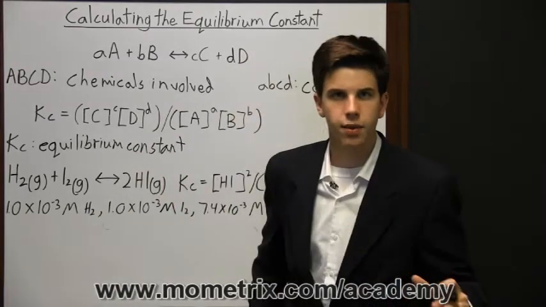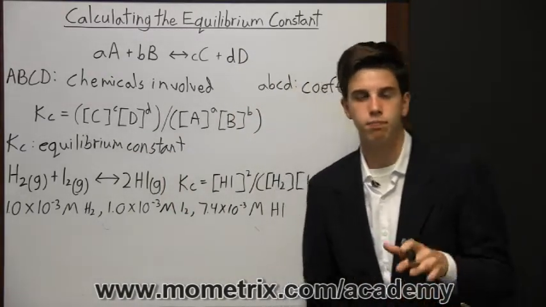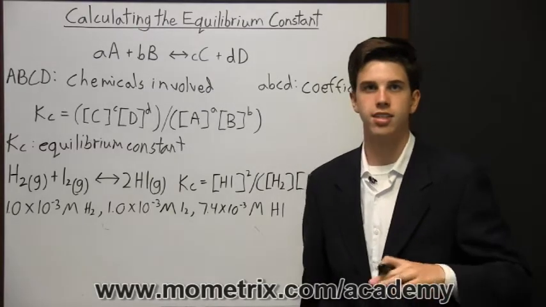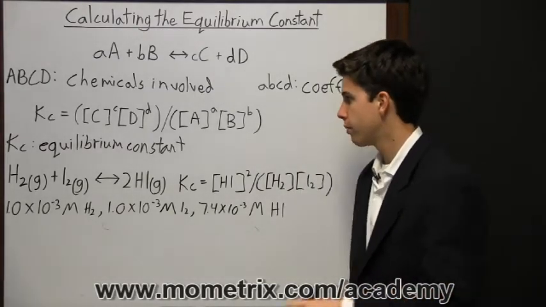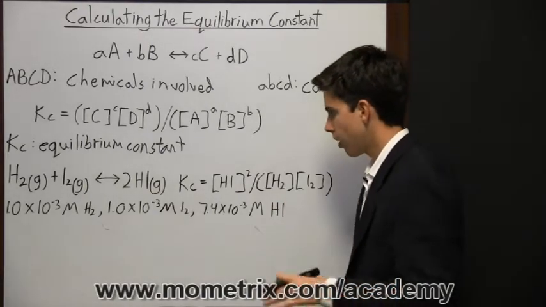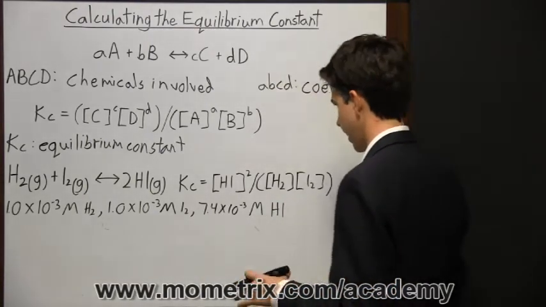So we can say that an equilibrium constant is based on concentrations, and there are others for gases based on partial pressures. But this is based on concentrations. And so I'm going to go ahead and jump into this example right here.